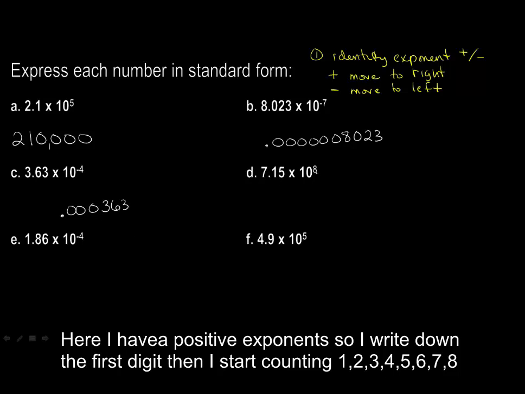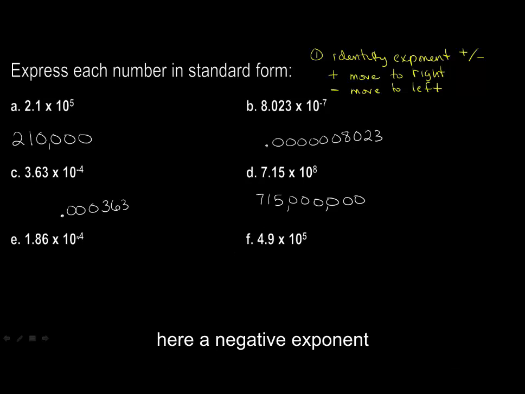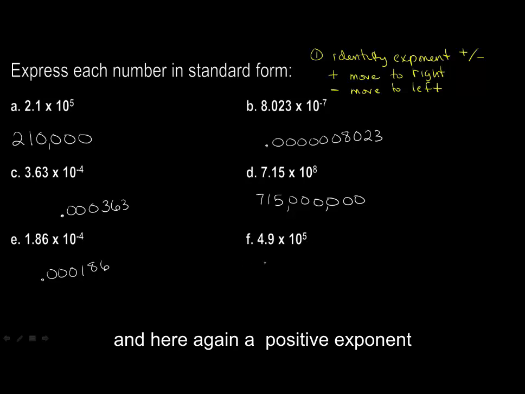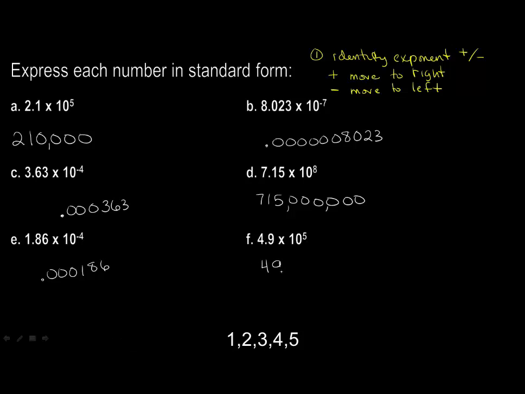Here I have a positive exponent, so I write down the first digit, and then I start counting 1, 2, 3, 4, 5, 6, 7, 8. Here a negative exponent, 1, 2, 3, 4. And here again a positive exponent, 1, 2, 3, 4, 5.